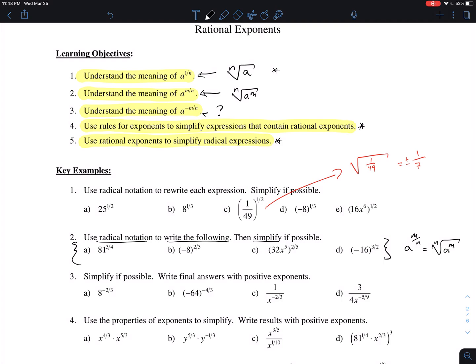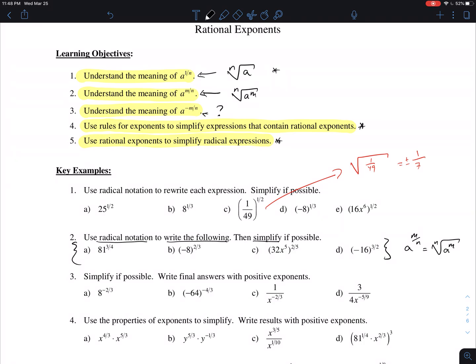Understand the meaning of a to the power of 1 over n, understand the meaning of a to the power of m over n, understand the meaning of a to the negative m over n, and I'm going to leave that as a question mark here. I was actually going to remind you about what it meant, but I do that later. I wanted you to figure it out, but you'll see what that means again.